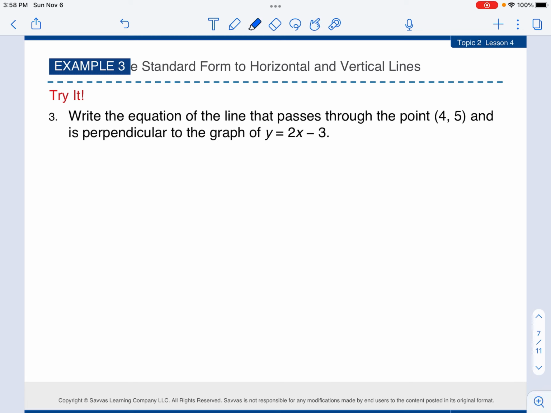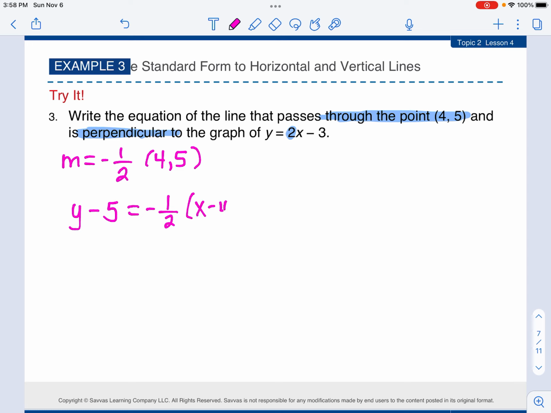So again, the equation is going to be passing through the point (4, 5) and perpendicular to the graph of y equals 2x minus 3. So the slope you're going to use is negative 1/2. The point it's passing through is (4, 5). So we can start writing the equation in point-slope form. y minus our y1 of 5 is going to equal negative 1/2 times (x minus 4).